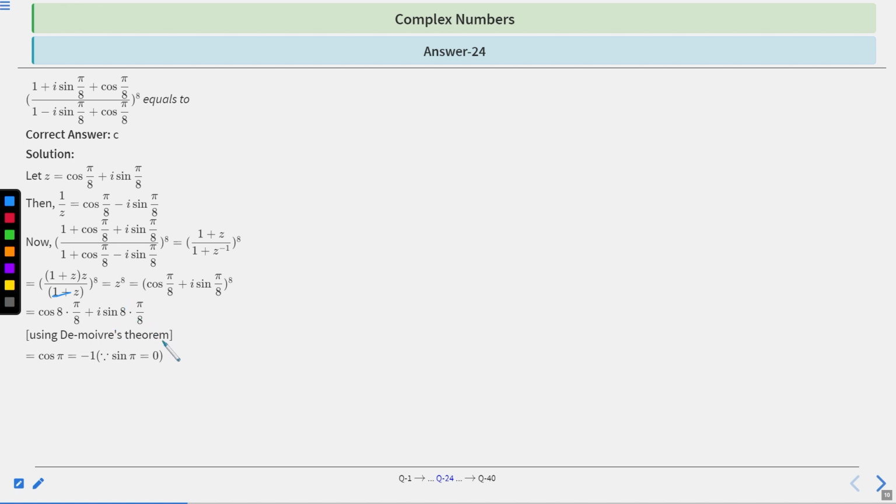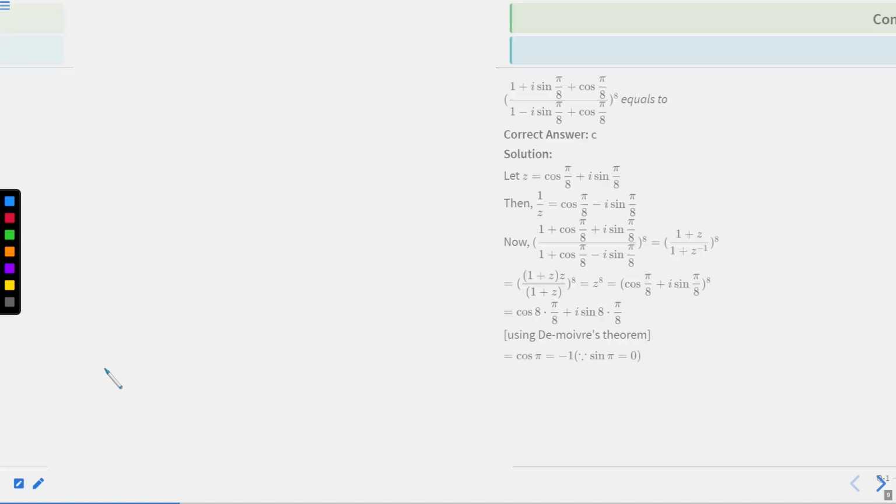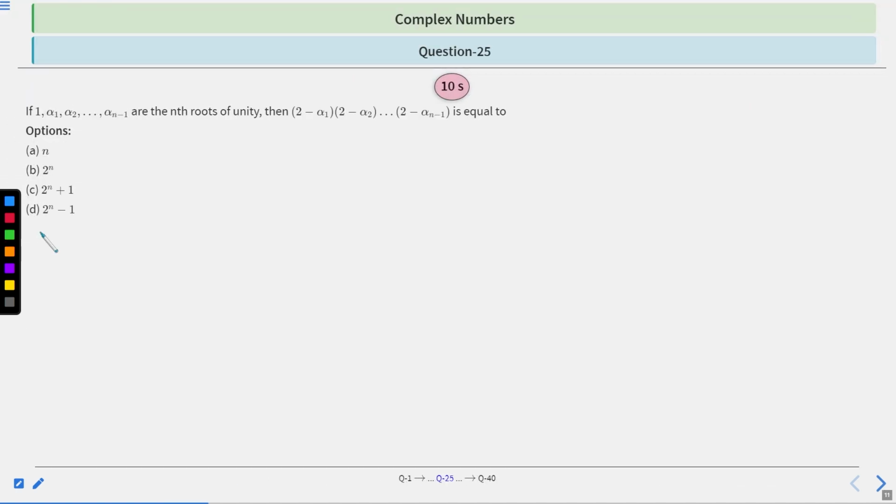Now, by using De Moivre's theorem, 8 will come here, right? So cos 8 pi by 8 plus iota sin 8 pi by 8. Now 8 and 8 will cancel out. We know that sin pi is 0, right? So the iota term will be removed, and cos pi is negative 1. So the answer is C. Now next question.